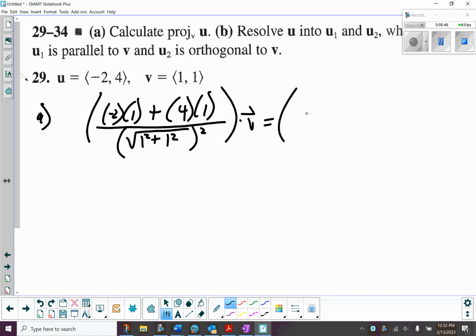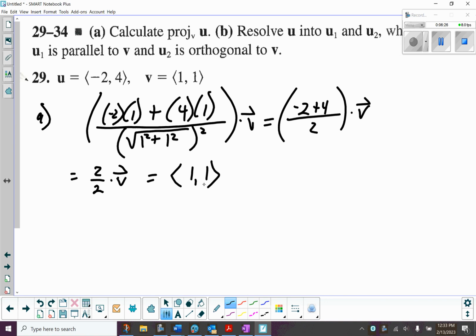So in our numerator, negative 2 times 1 is negative 2, 4 times 1 is 4. And here, again, order of operations, 1 squared is 1, 1 squared is also 1, 1 plus 1 is 2, so the square root of 2 squared is 2. So that'll give us 2 over 2, which is just 1 times vector v. Well, 1 times vector v is the vector 1, 1.